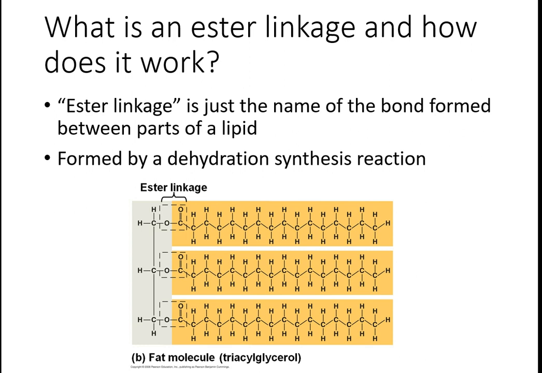Okay, so another question was, what is an ester linkage and how does it work? So an ester linkage is just the name of the bond that we see forming between parts of a lipid. And specifically, an ester linkage forms between an alcohol group and a carboxyl group. That's not necessarily something that you need to know, but because we have a fatty acid that joins with this glycerol, that's exactly what happens. So this is a dehydration synthesis reaction that forms this linkage, and then it's what allows this fatty acid to be attached to the glycerol. All it is, is the name of that covalent bond that forms between the parts of a lipid.